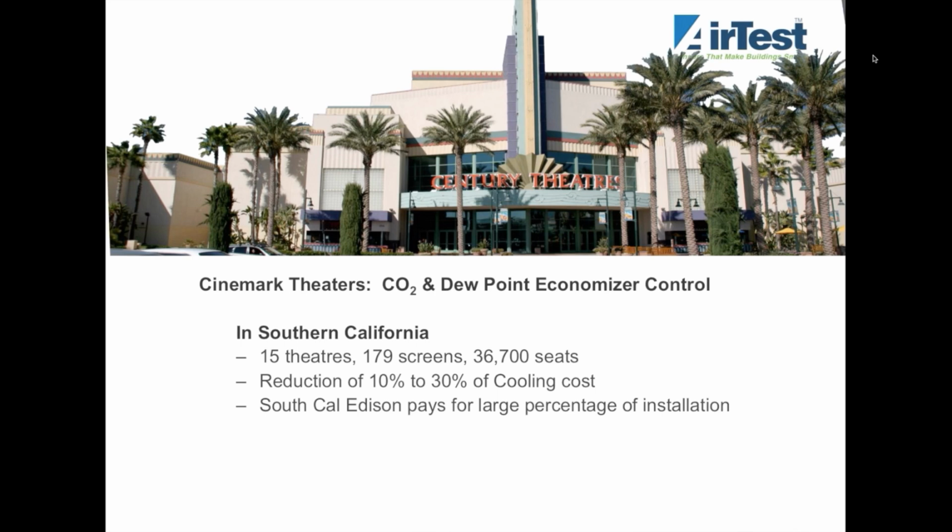Also, an ideal application for CO2 is actually in Southern California, where we have provided sensors to retrofit pretty much all the theaters in Southern California. This is one of the larger chains, Cinemark, and we've actually done a number of others as well. There are significant rebates available from Southern California Edison and from the California Energy Commission that made this all possible.